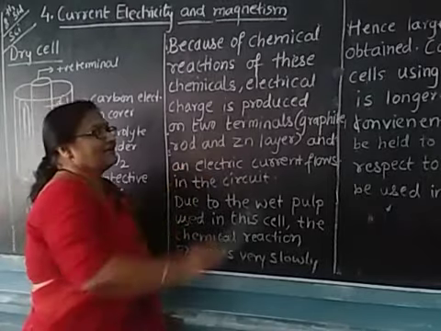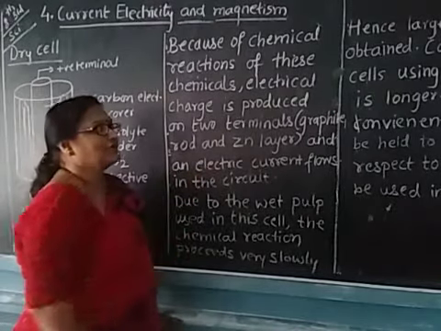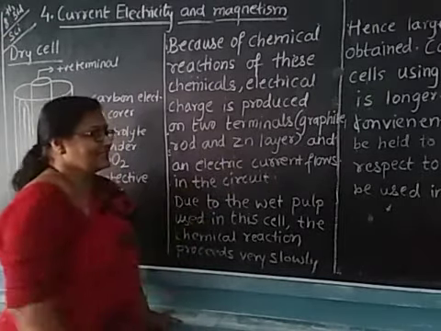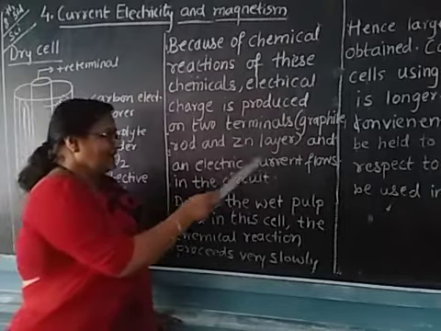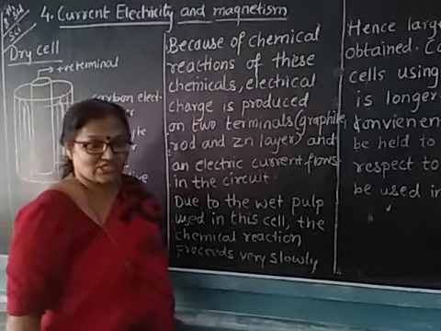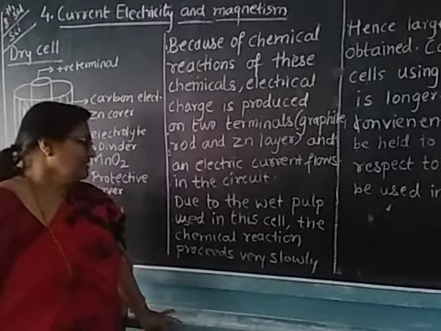Now where is the electrical charge produced? The electrical charge is produced on the two terminals. Which are the terminals? The graphite rod and the zinc layer. And electric current flows in the circuit. Due to this chemical reaction, the current is going to flow in the circuit.